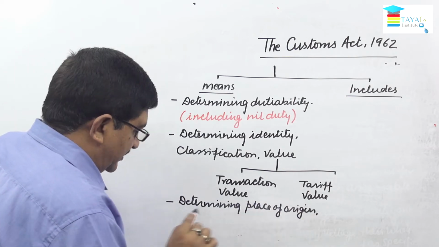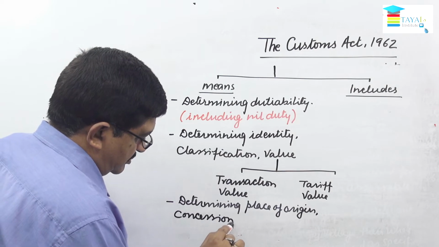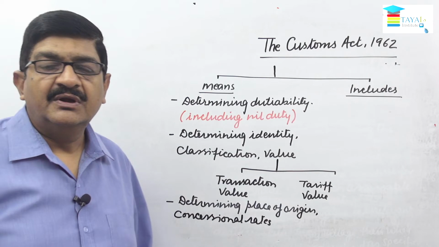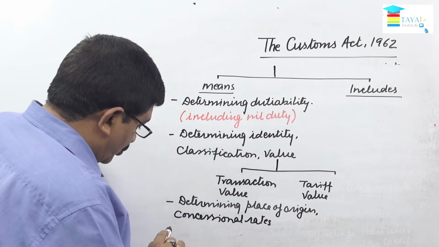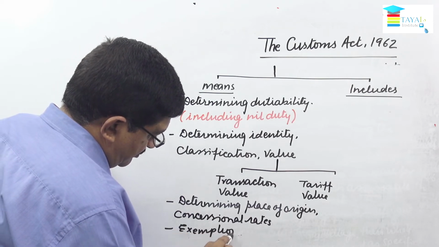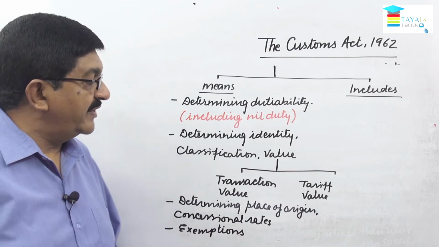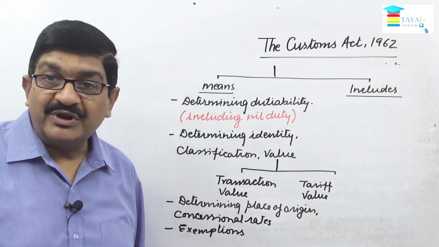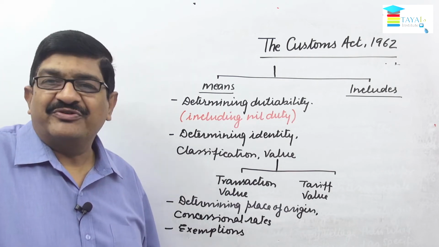In addition to that, concessional rates, where the concessional rates can be applied, should be known. And over and above that, exemptions. What are the exemptions available? When we know everything, only then we can determine the exact amount of duty, otherwise not. And everything is covered in the separate lectures.